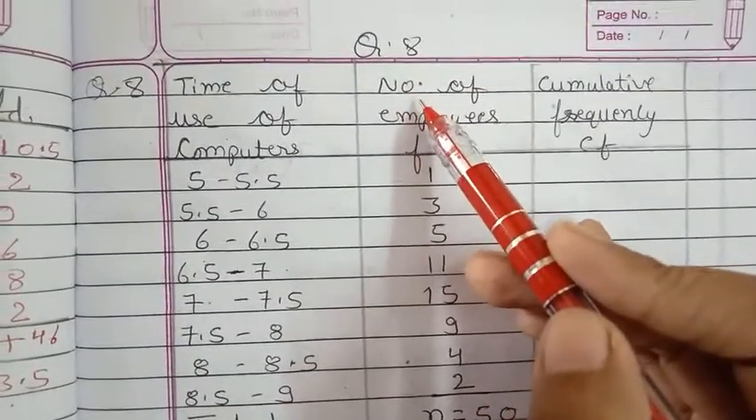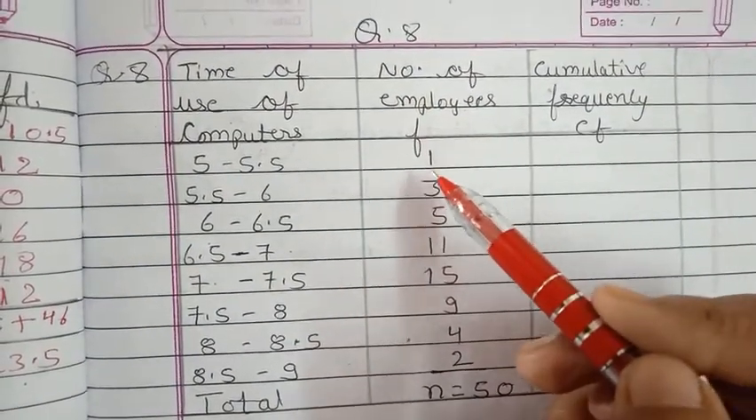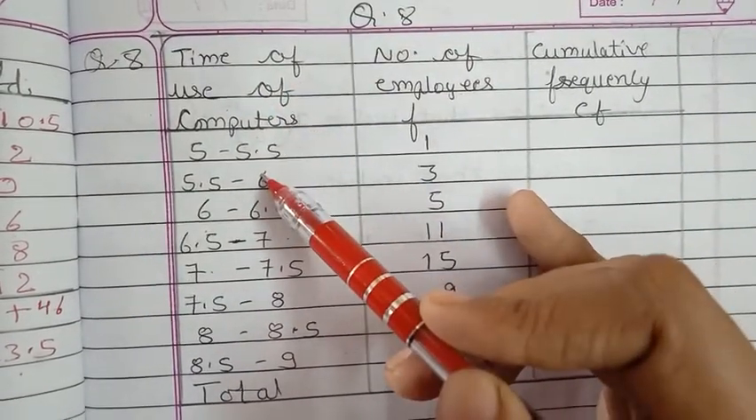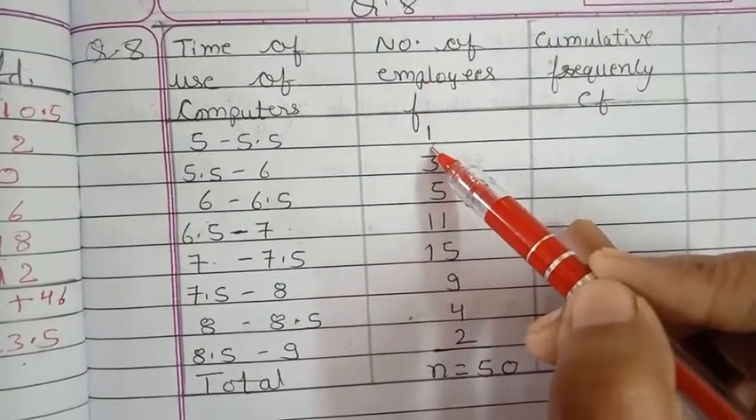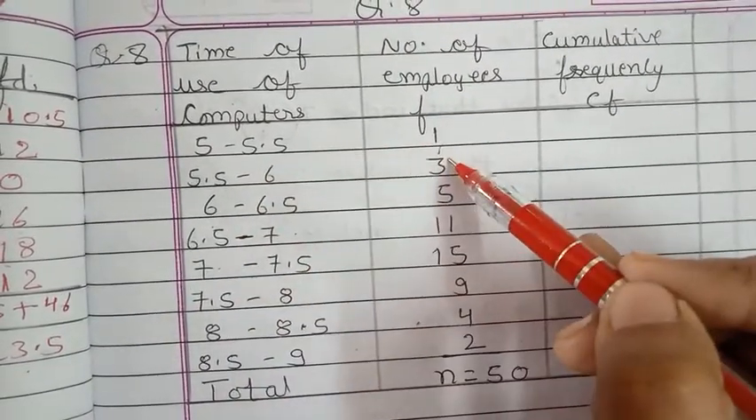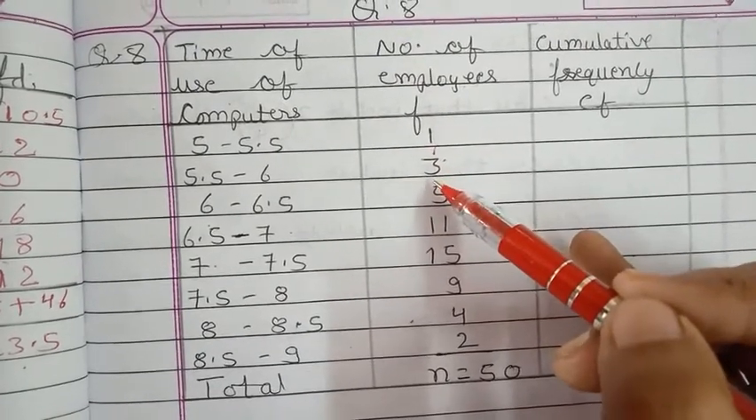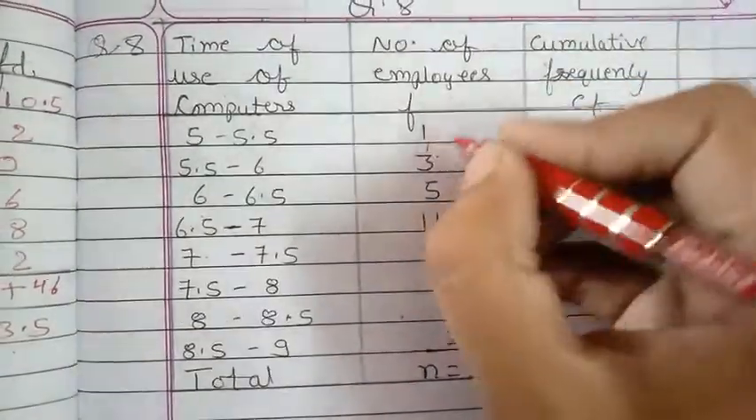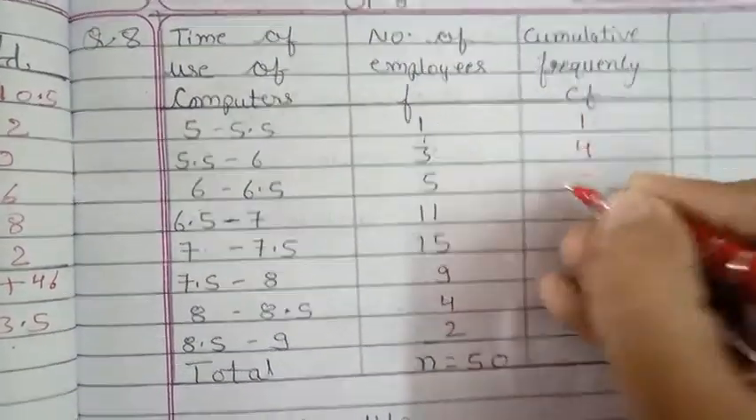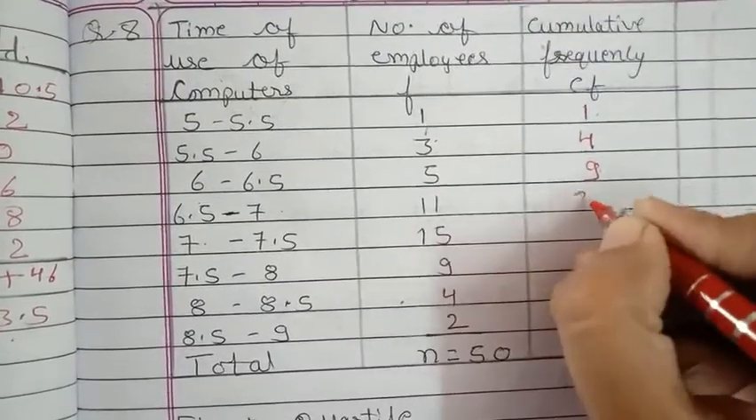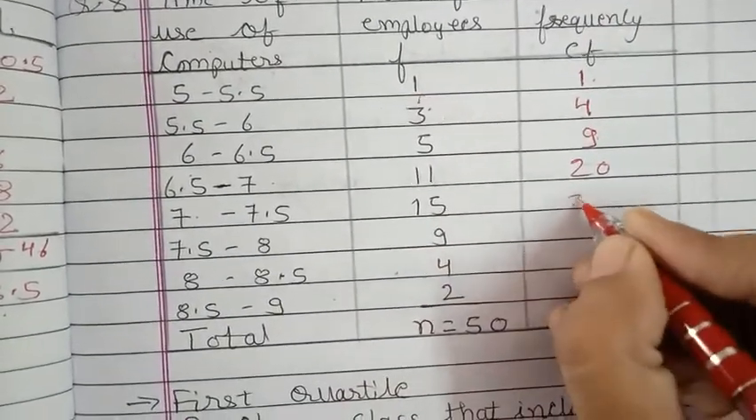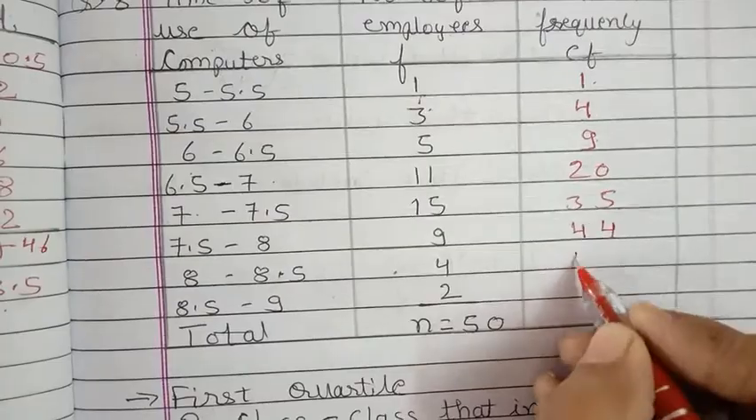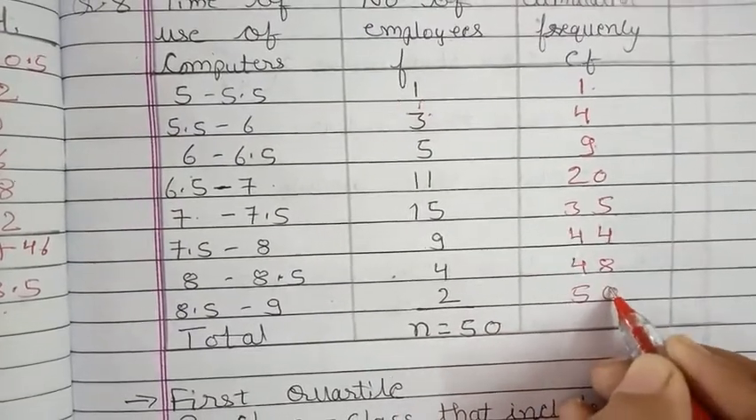Now question number 8. A survey was conducted for 50 employees in an office regarding their computer usage. In that, the time of use of computers is given in hours, and the number of employees is given to us. From this data we have to find Q1 and Q3, that is quartile 1 and quartile 3 for the time of usage of computer. Now for the positional average we have to find CFI: 1 plus 3 is 4, 4 plus 5 is 9, 9 plus 11 is 20, 20 plus 15 is 35, 35 plus 9 is 44, 44 plus 4 is 48, 48 plus 2 is 50.